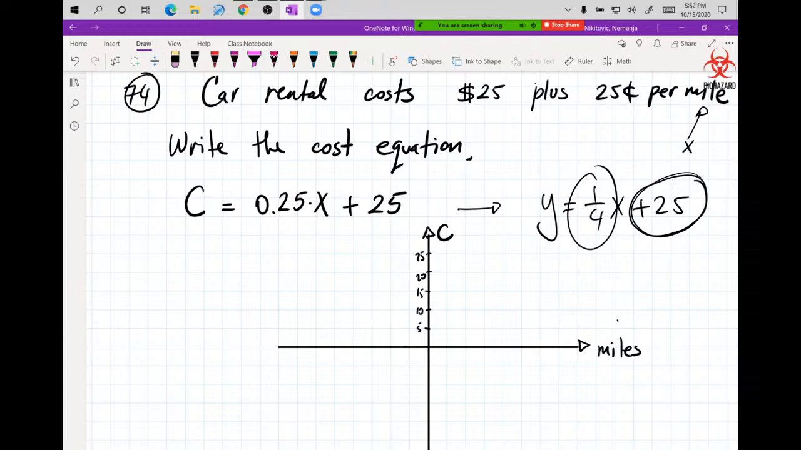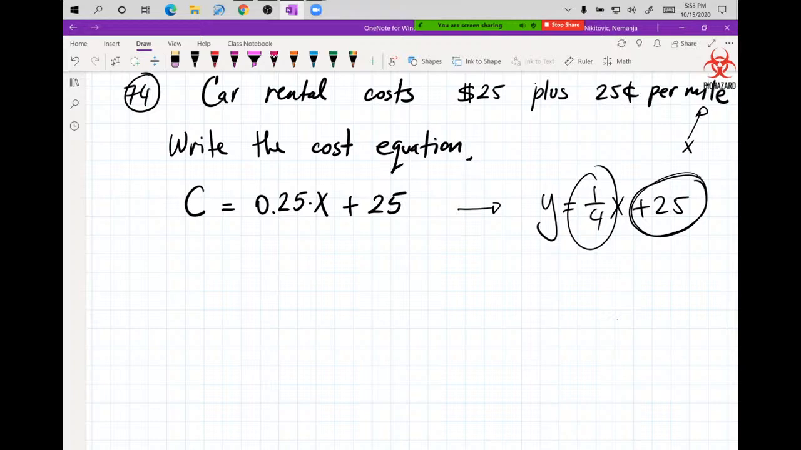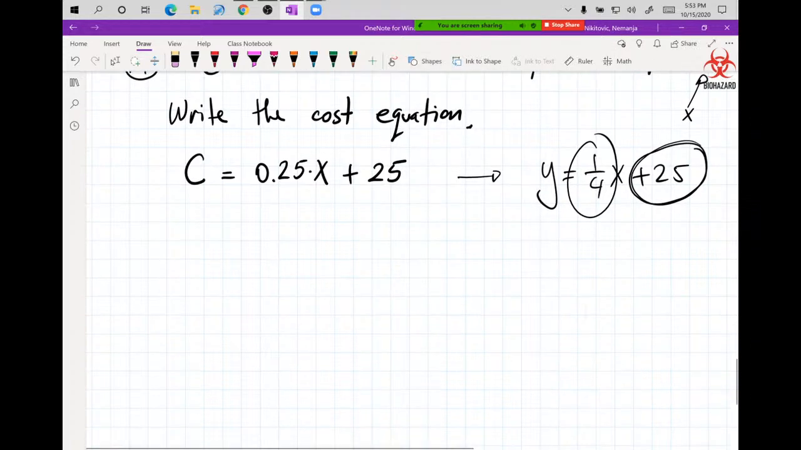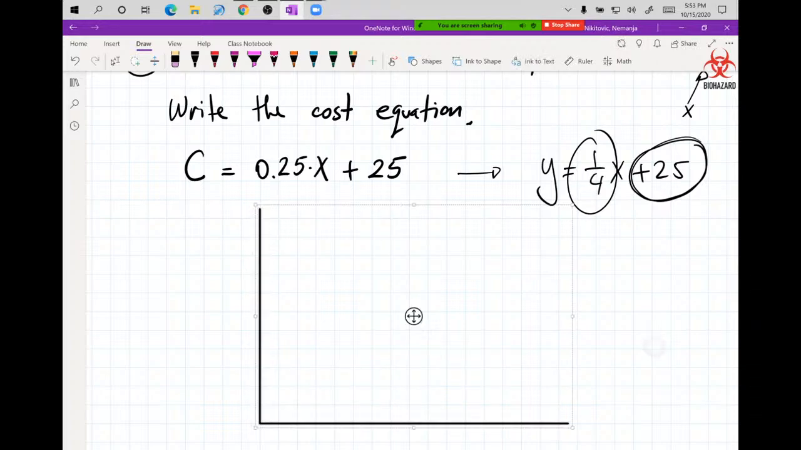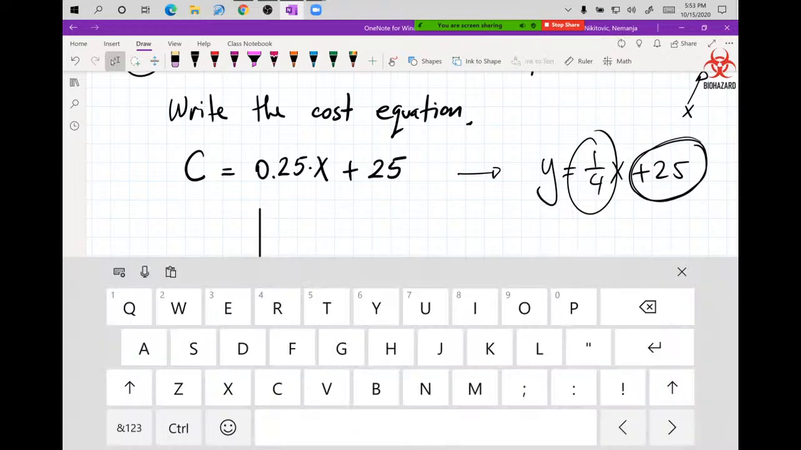So it's going to be positive money, and it's also going to be driving positive miles. I don't need these axes that are going into negative infinities, the one on the top and the one on the bottom. So I'm going to redo this graph and only put the quadrant that is important to us, which is this first quadrant. And we can make that first quadrant as large or as small as we want.